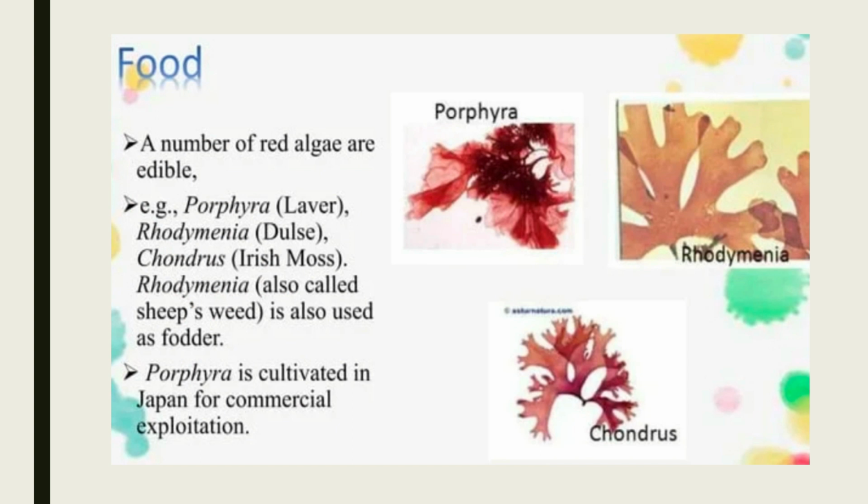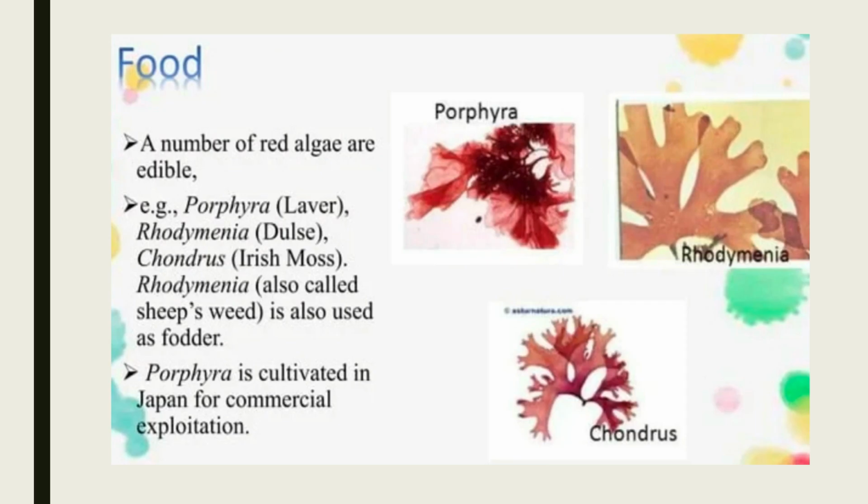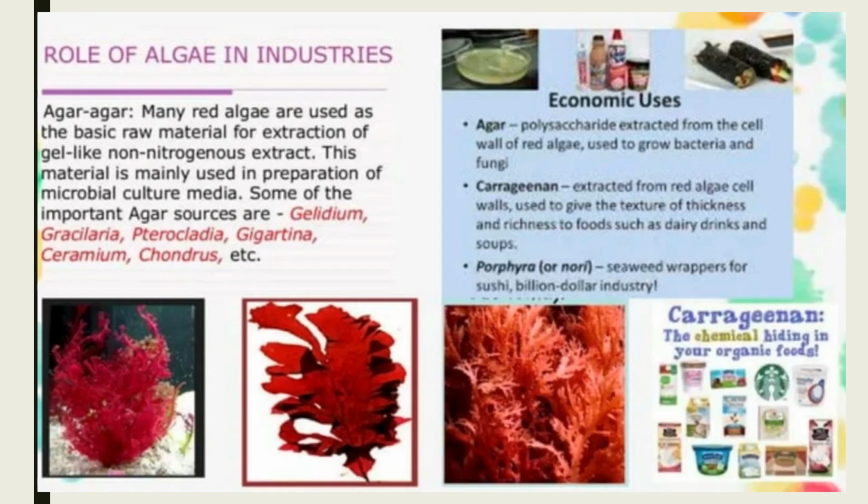In the food industry, red algae are used majorly in Japanese cuisines, where they are consumed directly. Some algae, for example Rhodymenia, are used as fodder for livestock. Porphyra, also called nori, is commercially produced all over Japan and other Asian countries for seaweed wraps, which are used for sushi and are a delicacy there.